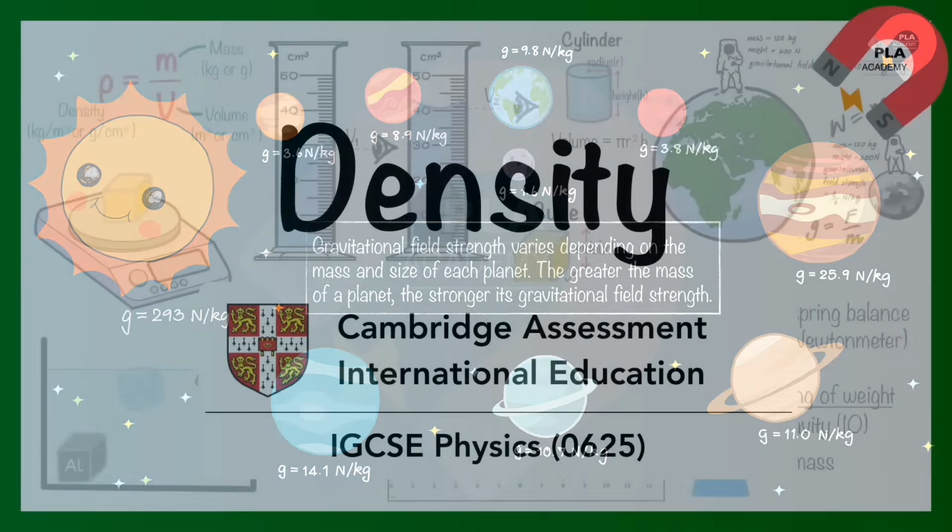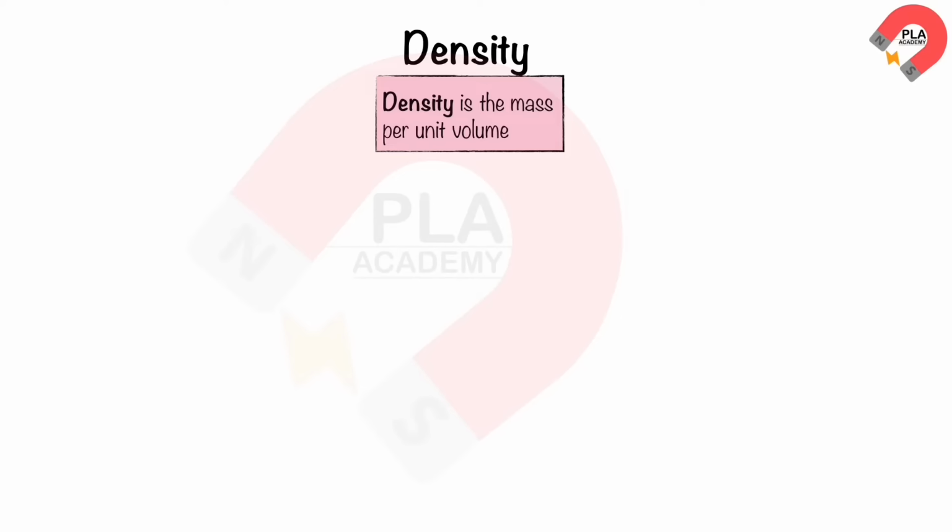Density. Density is defined as mass per unit volume. We can express density with the symbol ρ and the following equation. ρ equals m divided by V, where ρ is density in kilogram per cubic meter or grams per cubic centimeters. m is mass in kilogram or gram. V is volume in cubic meters or cubic centimeters.